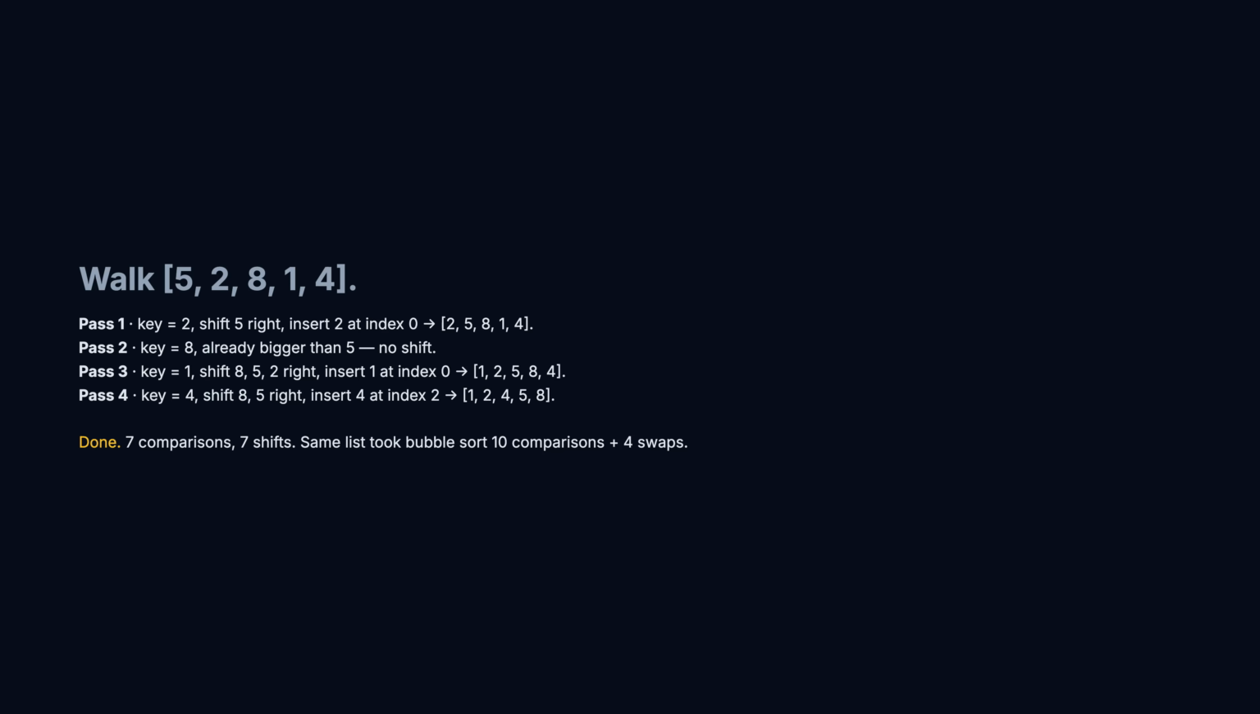Pass 4. Key is 4. Shift 8 right, then 5. Insert 4 at position 2. List: 1 2 4 5 8. Done. 7 comparisons, 7 shifts. The same list took bubble sort 10 comparisons and 4 swaps.